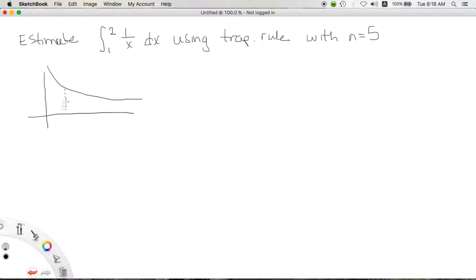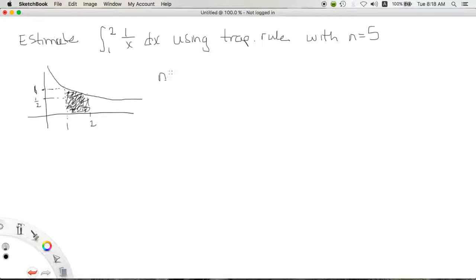And if we're going from 1 to 2, then we're looking for this area in here. And we know that this is at 1 and this is at 1/2. So this is the area we're looking for. And of course we could just integrate this, but we want to practice with the trapezoidal rule.